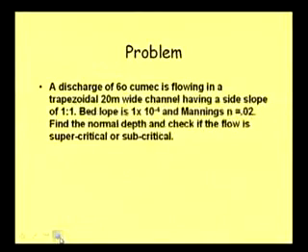Similarly, we can have another problem. The basic idea is same, just to show how the numerical value can be a little different and how the error can be a little more in trapezoidal channel.